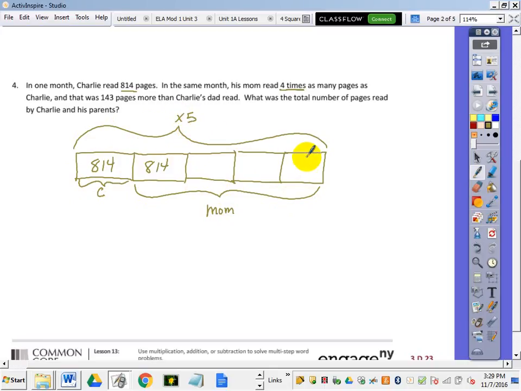Now, what about Charlie's dad? We can come up with this number. Okay, that's not a problem. I bet you could do that over here just by working it out. 814 times 5. Now, what about Charlie's dad after you figure that out? So stop, figure out the 814 times 5, and figure out how many pages Charlie and his mom read. Go ahead and do that.